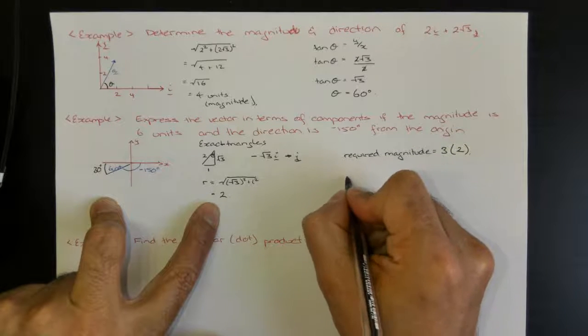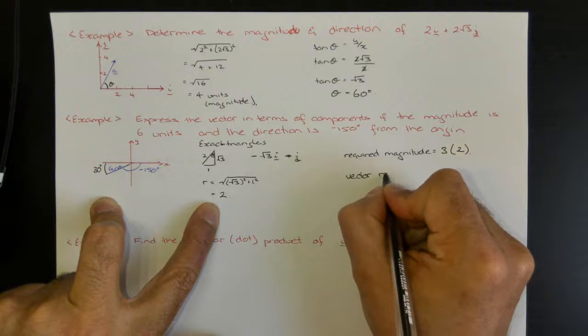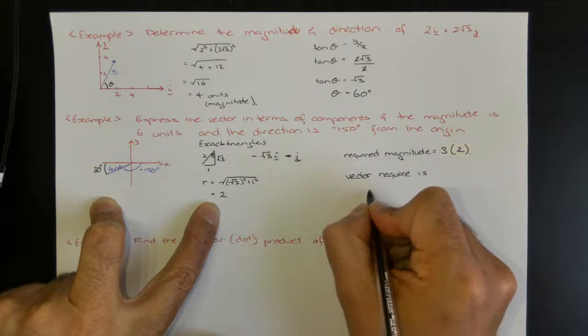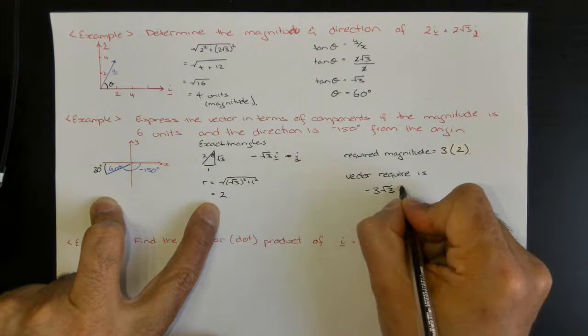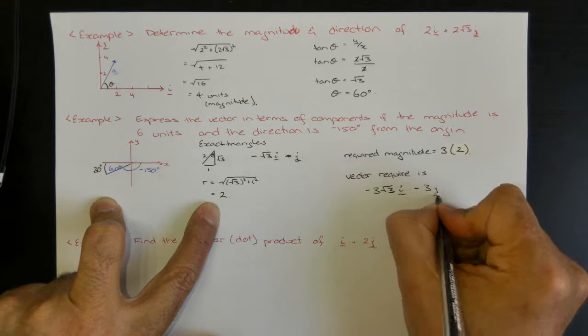So the vector required is going to be negative 3 root 3 i minus 3 root j.